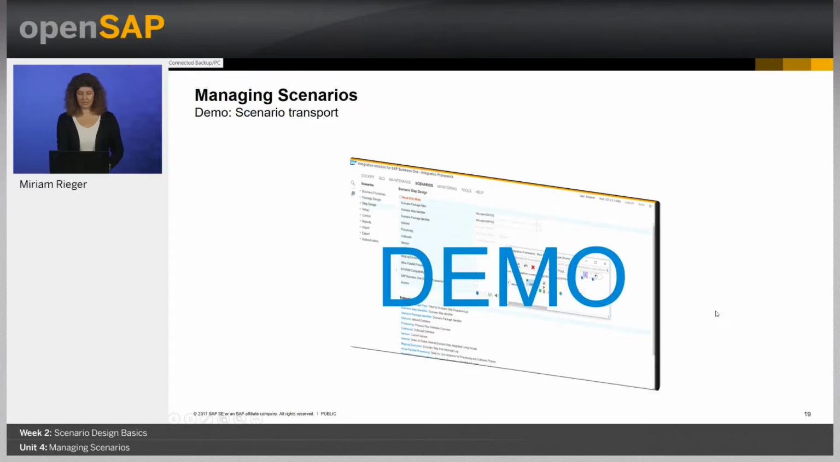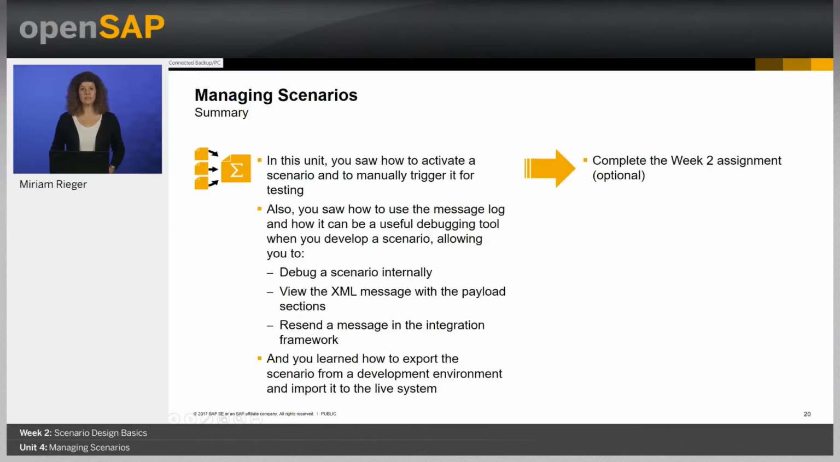Let's go back to the slides. And in this unit you saw how to activate a scenario and to manually trigger it for testing. Also you saw how to use the message log and how it can be a useful debugging tool when you develop a scenario, allowing you to debug a scenario internally, view the XML message with the payload sections, and resend a message in the integration framework. In the last topic, you saw how to export a scenario from a development environment and import it to the live system. This completes the units for week 2.